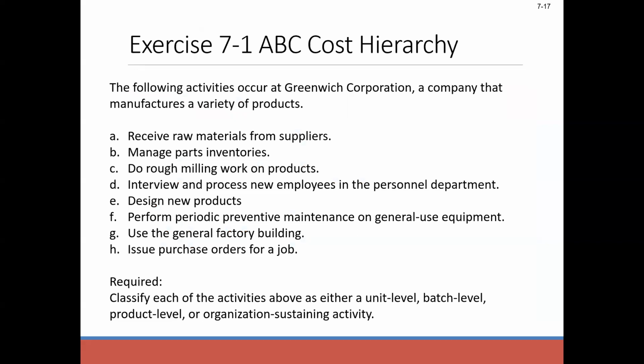Let's look at exercise 7.1. The following activities occur at Greenwich Corporation, a company that manufactures a variety of products. So we have 8 different activities, and we have to classify each of the activities above as a unit level, batch level, product level, or organization sustaining activity. I'm just going to give you a minute to look at these.